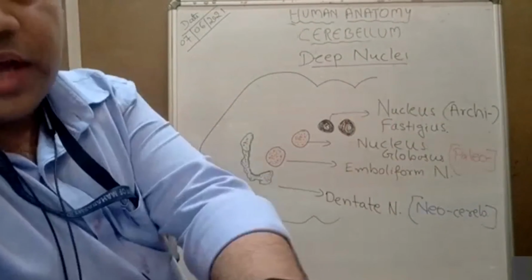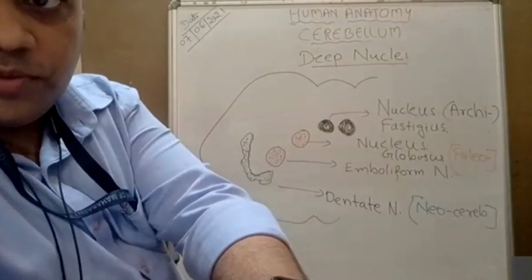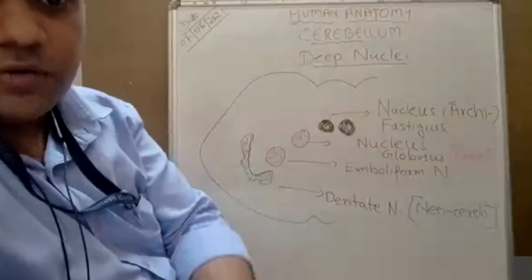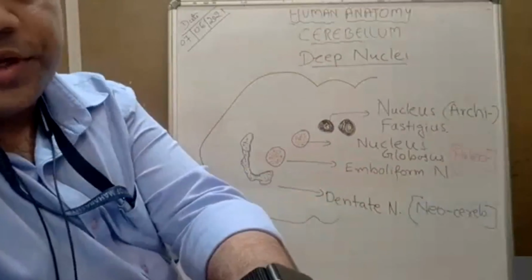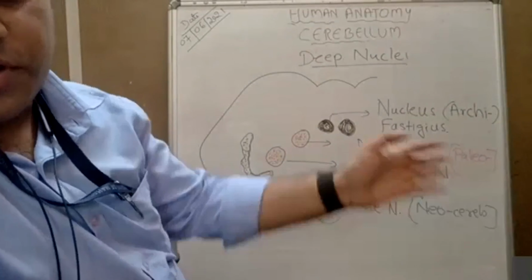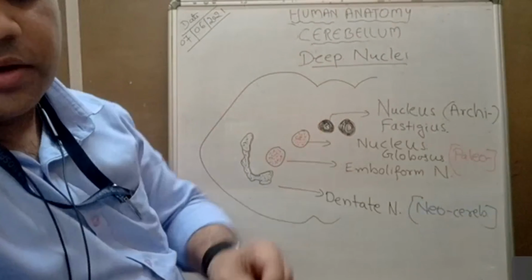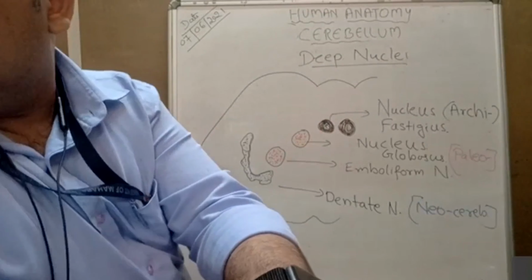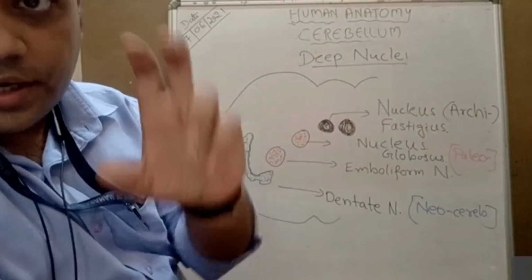Okay. So the archicerebellum is the oldest part of the cerebellum, and even of the cerebrum. The cerebrum is also divided depending on this phylogeny. In the oldest part we have seen the flocculonodular lobule and these nuclei. So what is its function? Its connection is the vestibular connection.